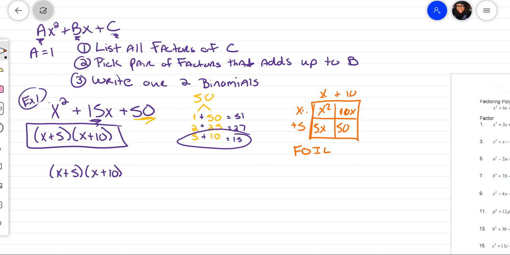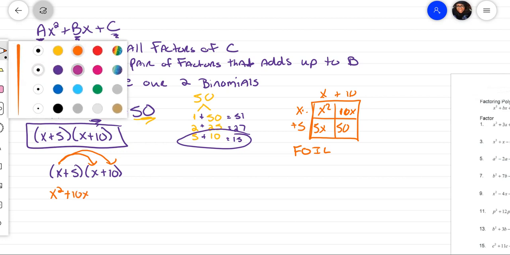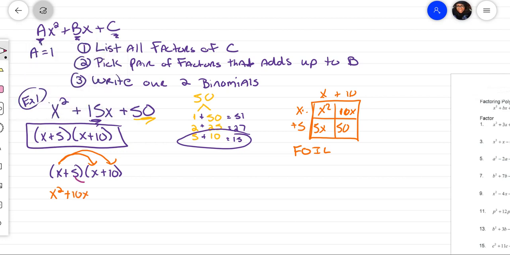The little nuances with the boxes and the FOIL don't work as consistently as factoring. It's distributing. So if I distribute, x times x is x squared, x times 10 is 10x, and then I distribute my other term, the 5. 5 times x is 5x, and 5 times 10 is 50. Then I combine like terms in the end. I end up with x squared plus 15x plus 50.